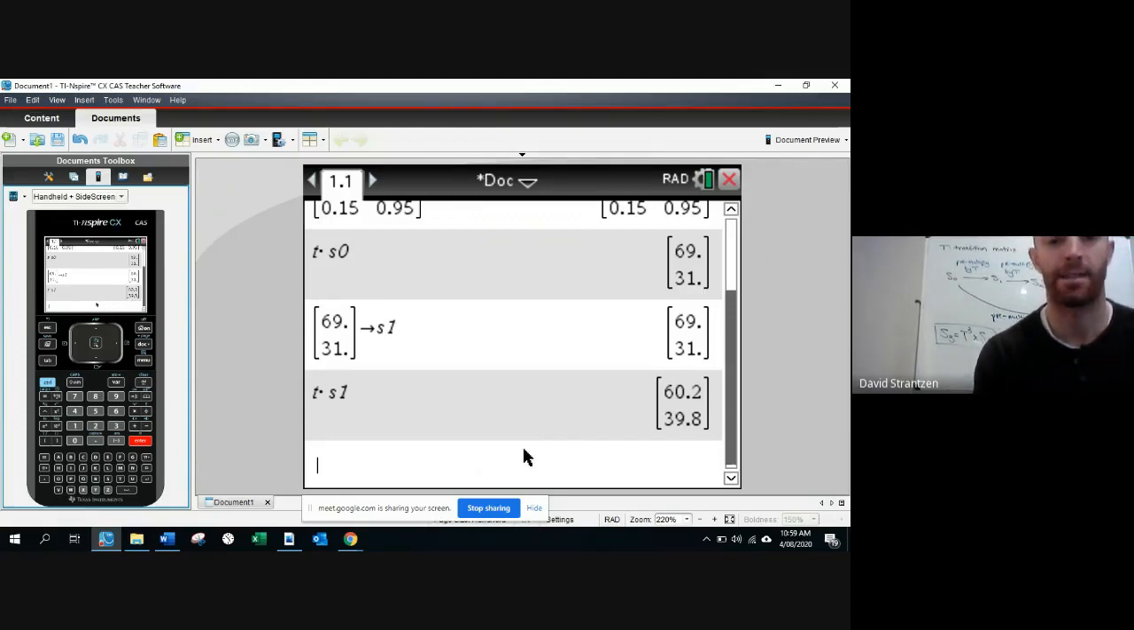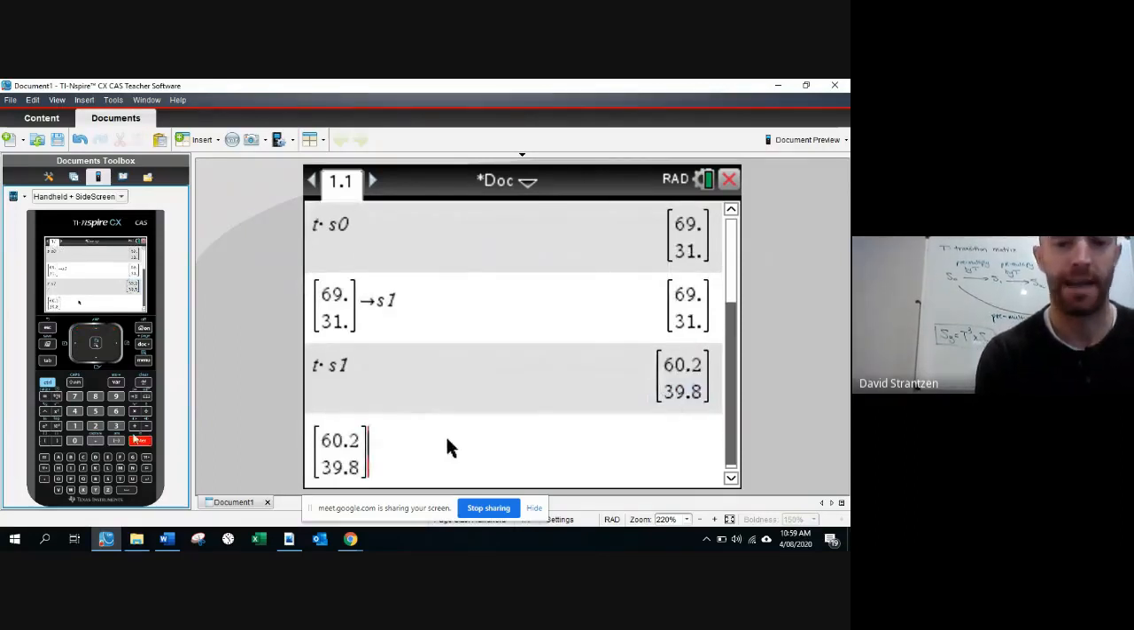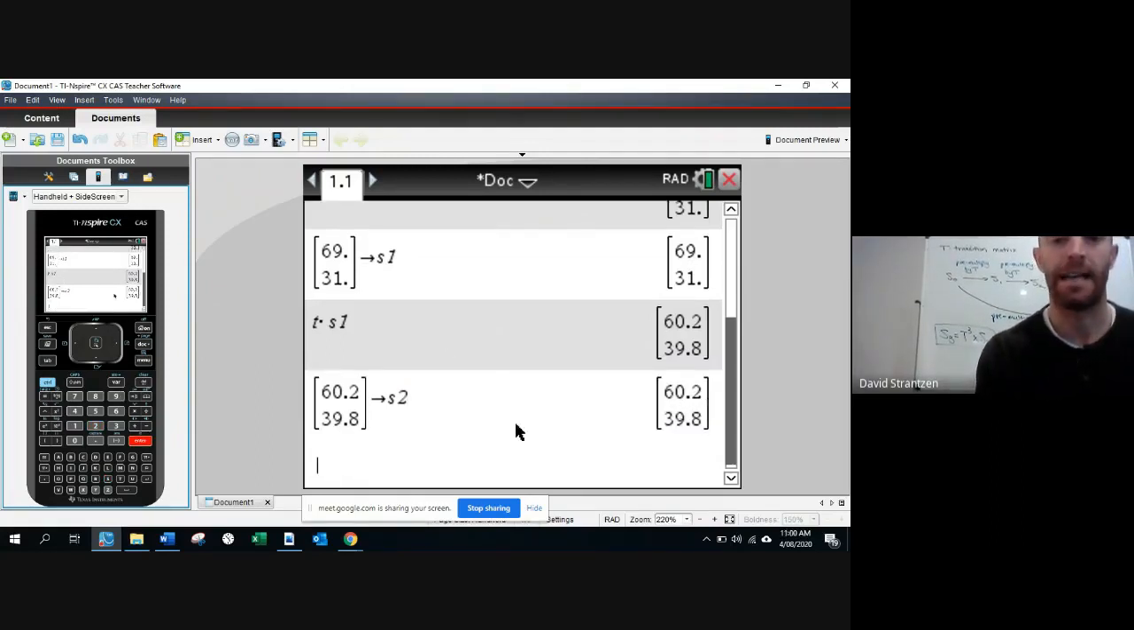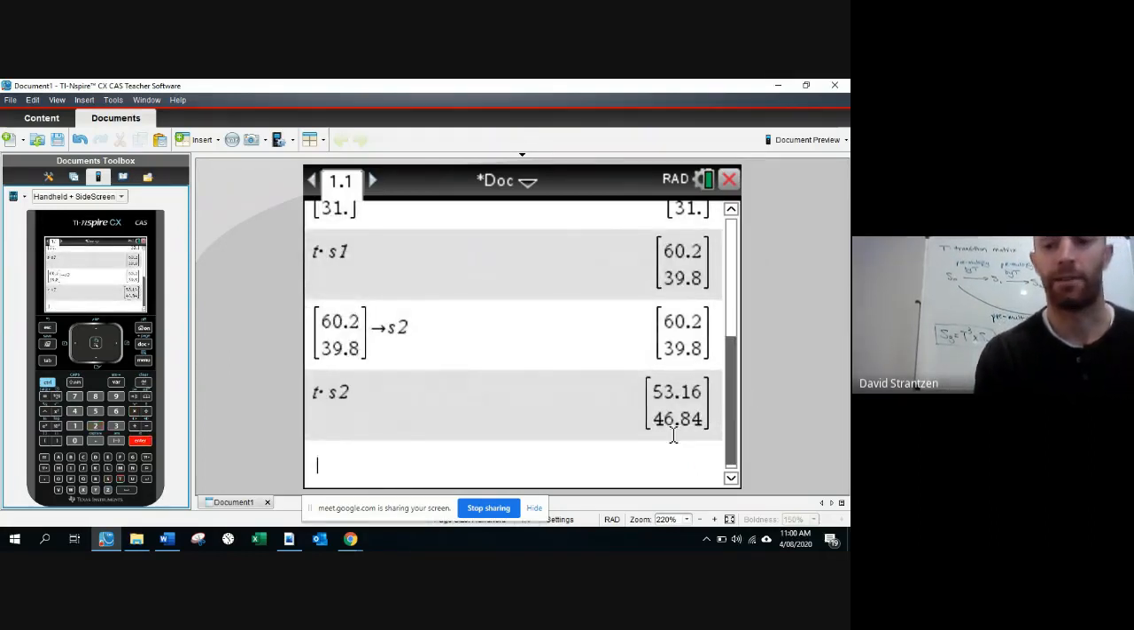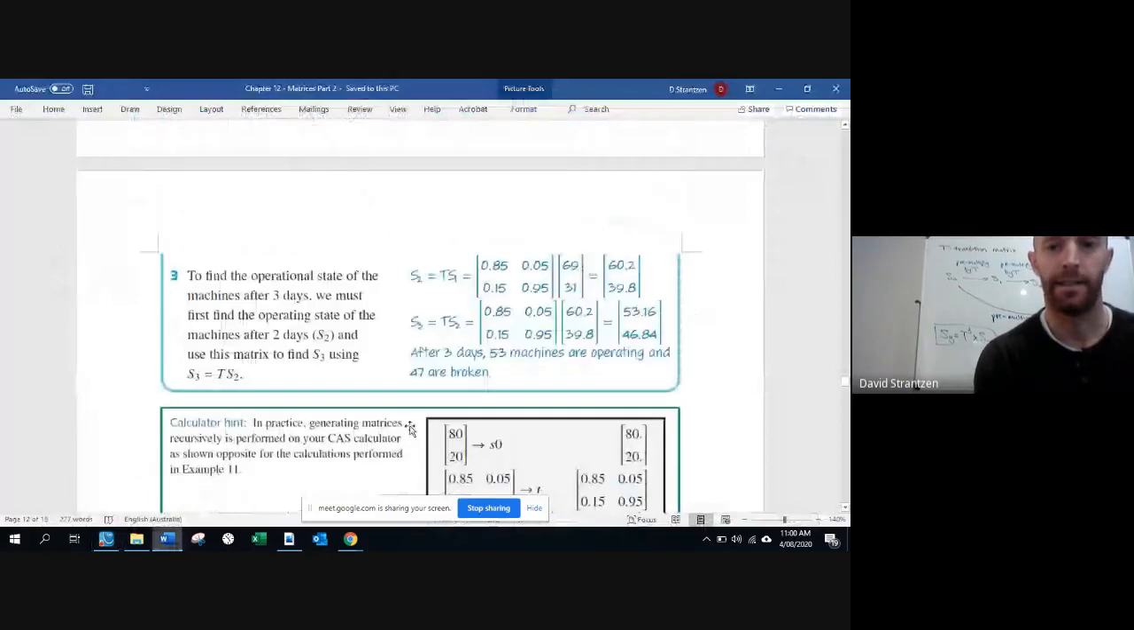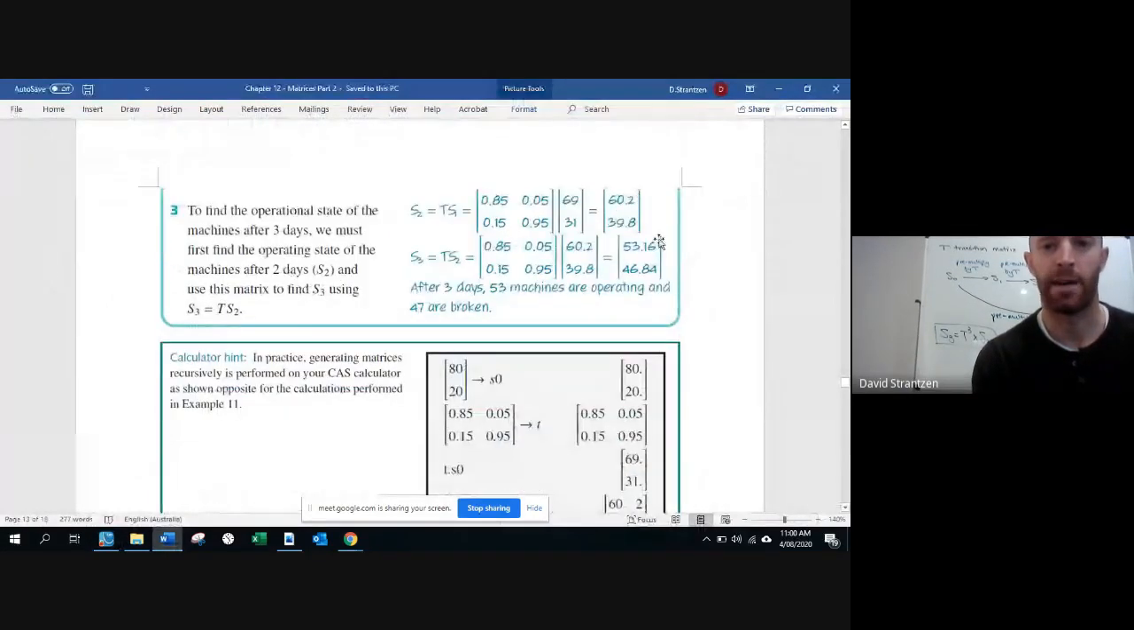I want to get to S3. So I can just copy this matrix down and store it as S2, because those are the values after 2 days. And now to work out the values after 3 days, I do T times S2. This is the values after 3 days. So after 3 days, there will be approximately 53 machines operating and 47 machines that are broken. So you can see there's my S2 and there's my S3.